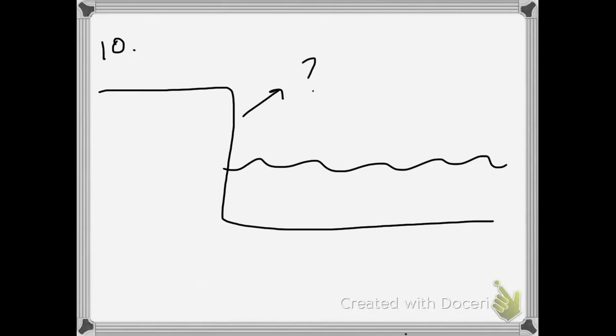So here we are with erosional features. So what is this erosional feature called? This is a side view. Well, this will be called a wave-cut cliff.